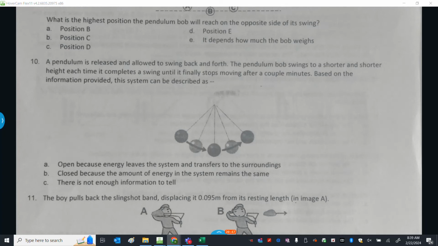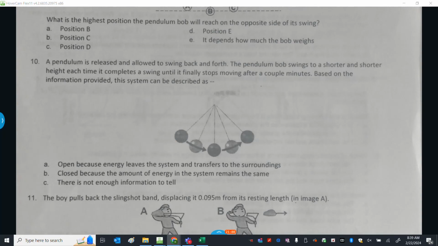That is what an open system is. This is just a definition. The answer to number 10 is A. The system has to be open because energy is leaving that system. We have dissipated energy transferring to the surroundings. The answer to number 10 should be A. Are there any questions about number 10?